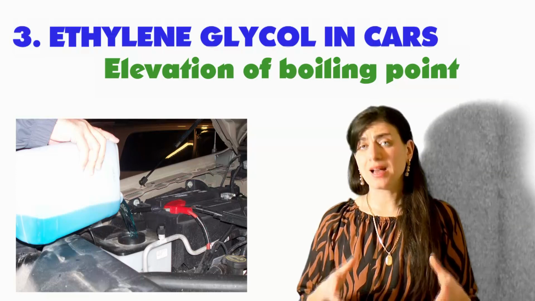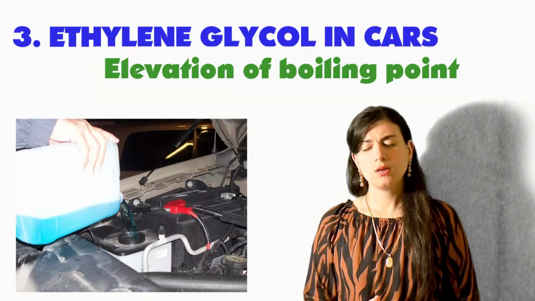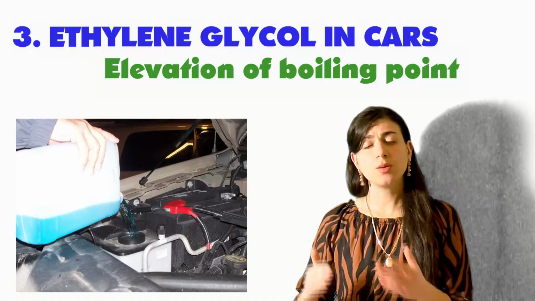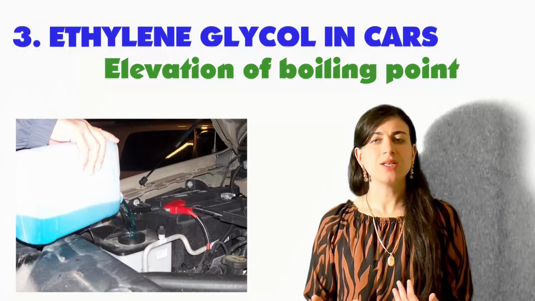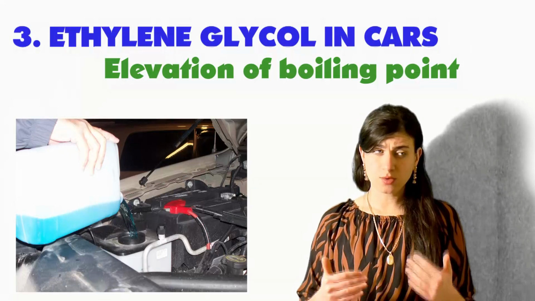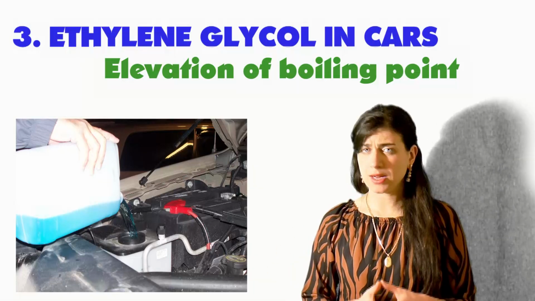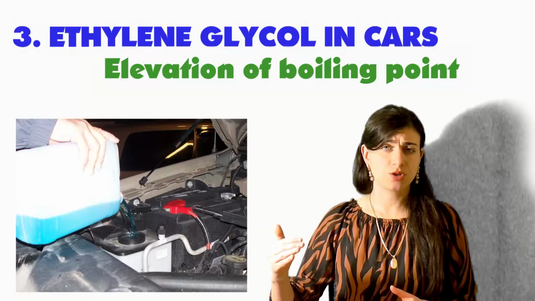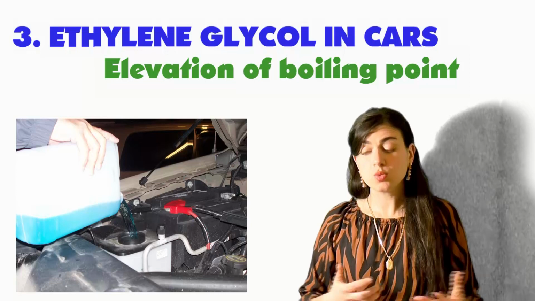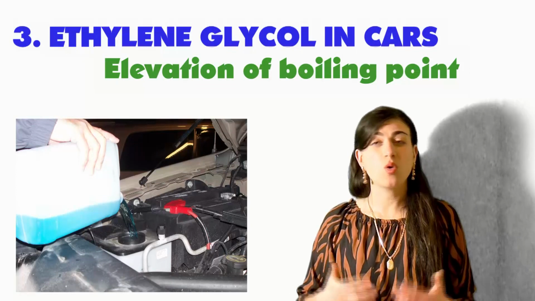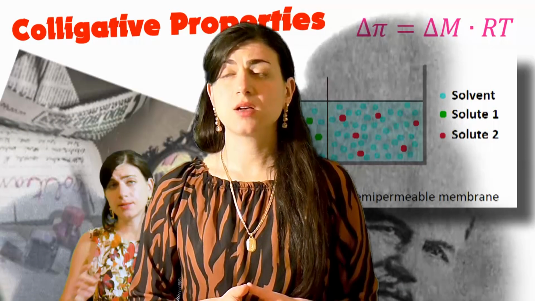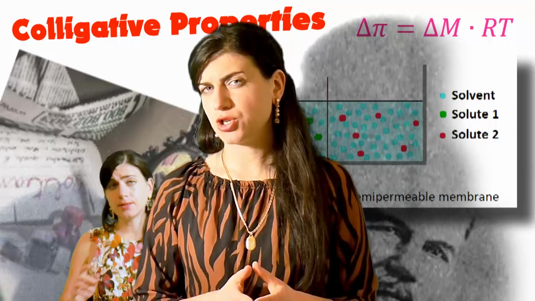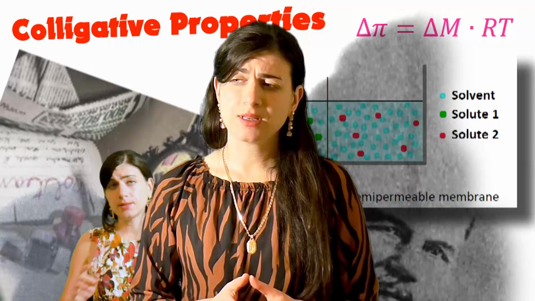So adding ethylene glycol to this water, we will use the colligative property, elevation of boiling point, in order to increase the boiling temperature of water, which normally is 100 degrees. And now the water can boil at higher temperature than 100 degrees, and this will prevent the formation of boil overs.